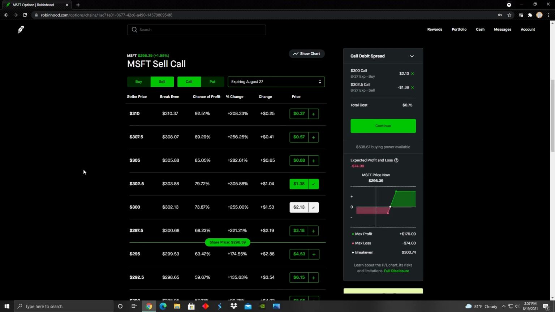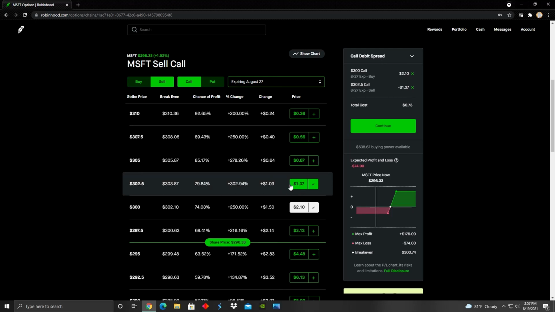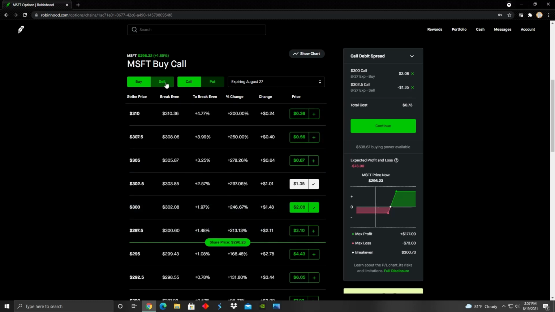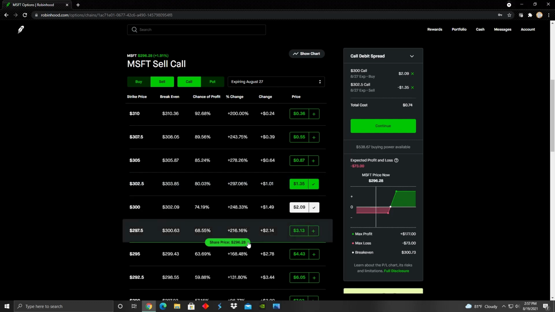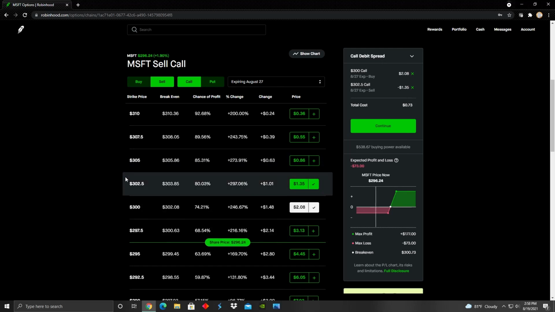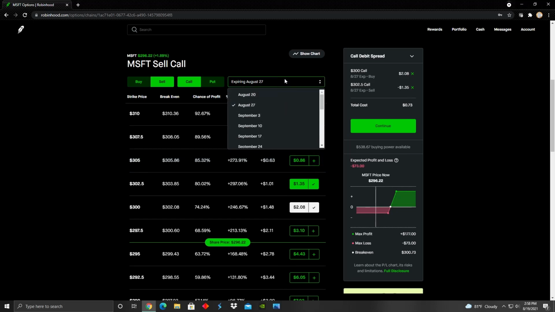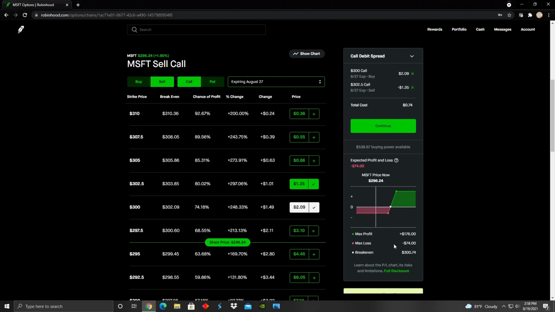So that's basically how call debit spreads work. It's pretty simple. You just open up your Robinhood calendar right here. You buy a call option at whatever strike price you want, and then you sell the call option right above it. As long as the share price for the stock you're using is higher than the strike price for the call debit spread you're opening by the expiration date, you'll be able to get your max profit, and your max loss is just limited to however much you spend on the call debit spread.